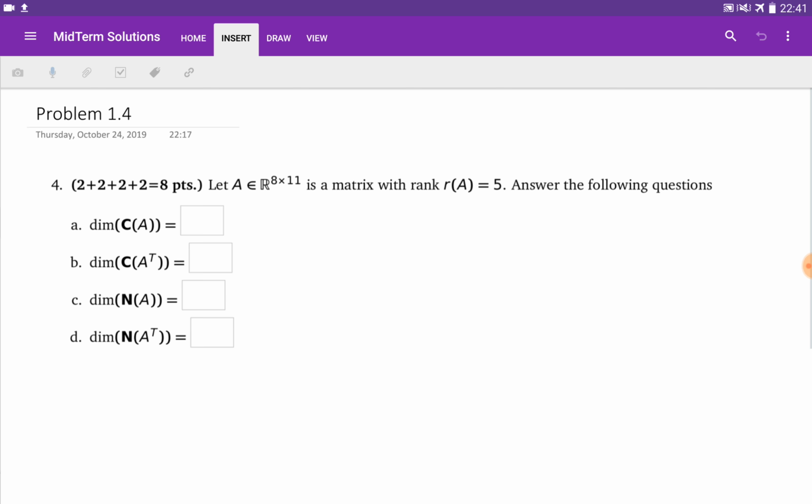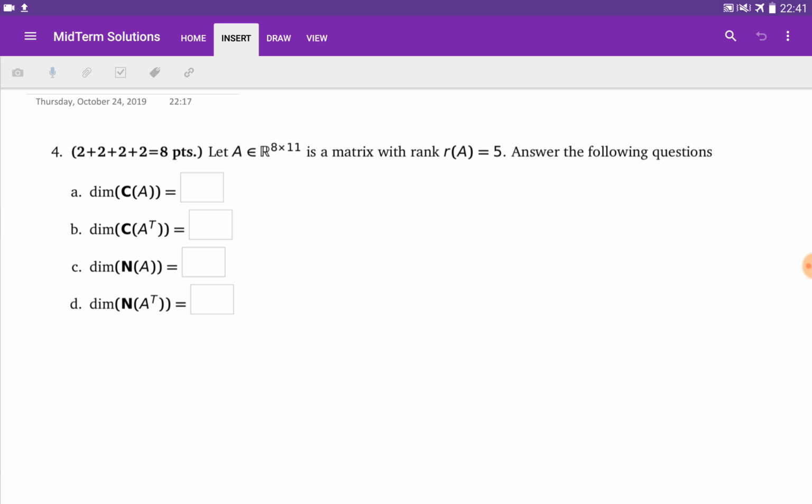Problem number 4 is about the dimensionality of the spaces, especially the column space and the null space, or in this case the row space and the left null space. The matrix has 8 rows and 11 columns, and its rank is equal to 5.